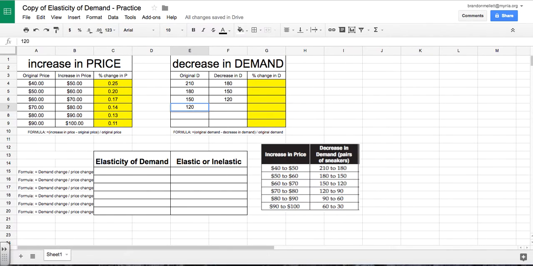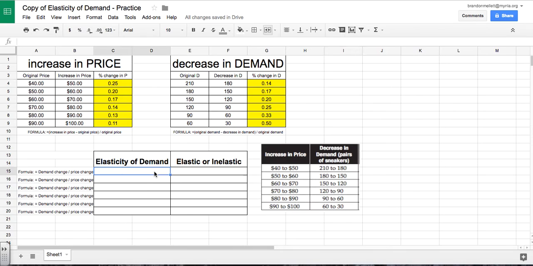The prices are linked to the demand here. As the prices increase, we see the demand begin to fall until we get to 60 to 30. Now we have to use a formula a little different from what we just did. So equals, parentheses, original demand minus decrease in demand, parentheses, divided by original demand, enter. And now here's the percent change in demand. It's dropped 0.14, and we can copy this as well.